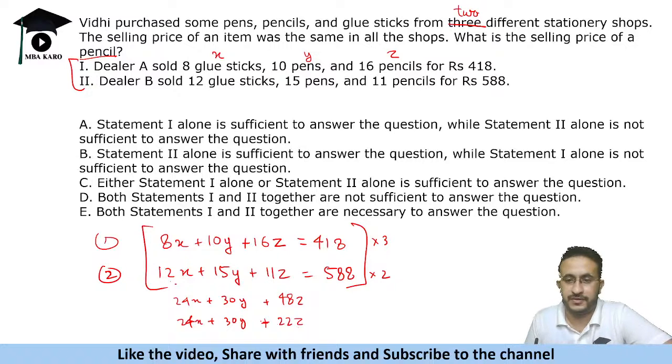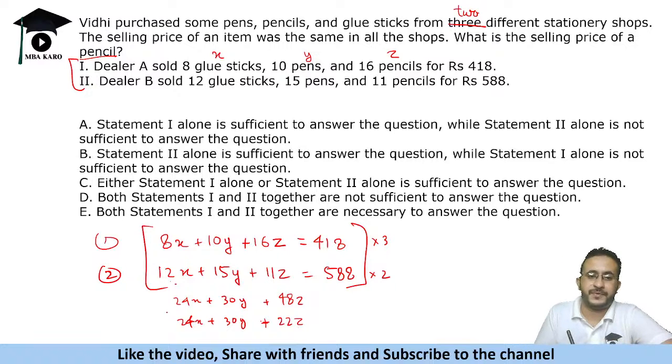Aren't we getting the values? If we subtract this equation, you are not supposed to calculate. I showed this too. Just observe that if we multiply this by 3, it becomes 24 and 30. And if we multiply by 2, it becomes 24 and 30.